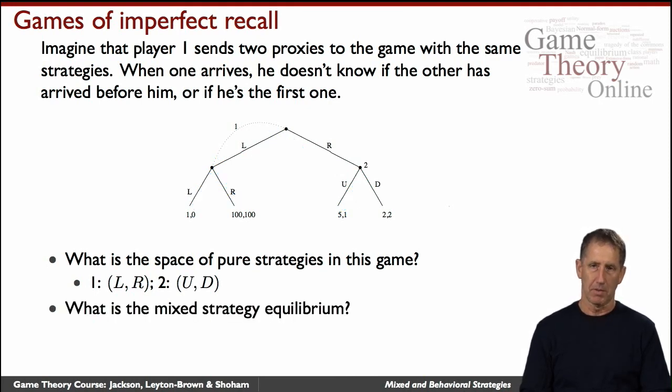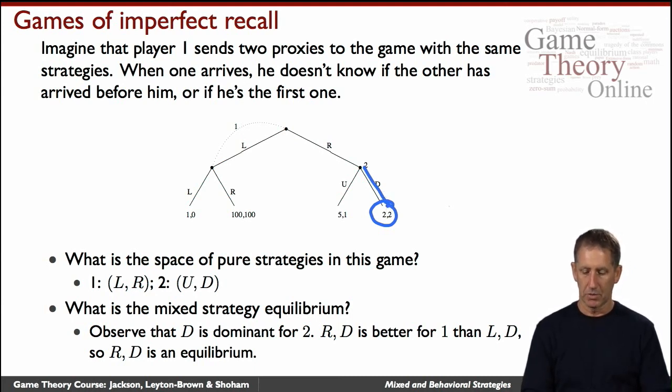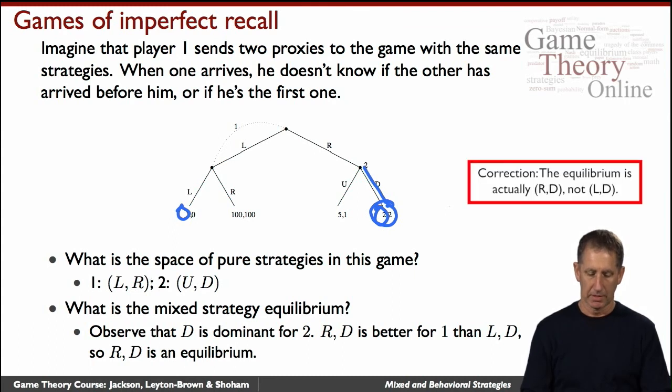So what would be a mixed strategy equilibrium in this game? Well, that turns out to be fairly easy to analyze. We start with the observation that player 2 has a dominant strategy: play down. No matter what the other player does, player 2 is no worse off and in general better off by playing D rather than U. And so a best response for player 1 to player 2 playing D is playing R, because they would get a payoff of 2 rather than a payoff of 1 if they played L. And so R, D is in fact an equilibrium in this game.